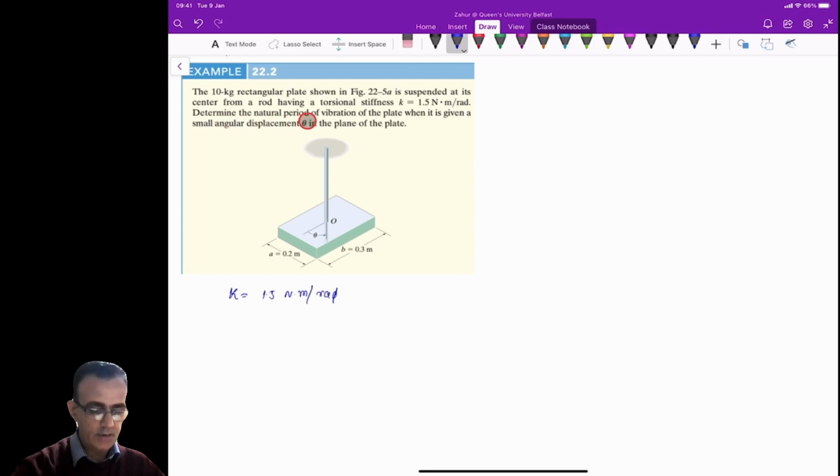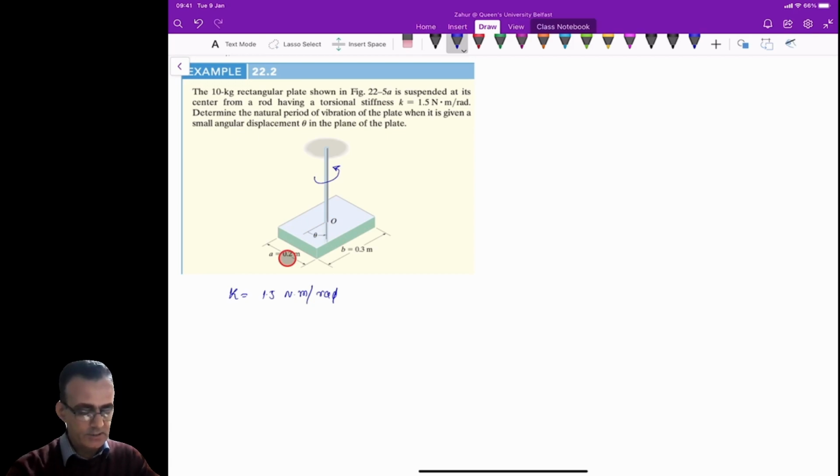Determine the natural period of vibration of the plate when it is given a small angular displacement theta in the plane of the plate. So if you displace this plate using this sort of motion here, if you give it a torsional vibration, it will start to vibrate in this plane here. So it will just start to vibrate like this. As you can see, the displacement is positive in this direction here. We're taking this angular displacement as positive.